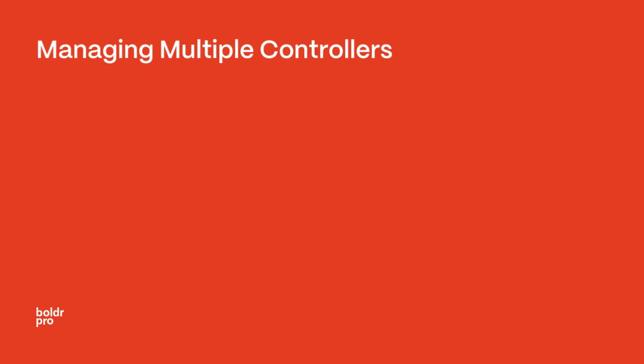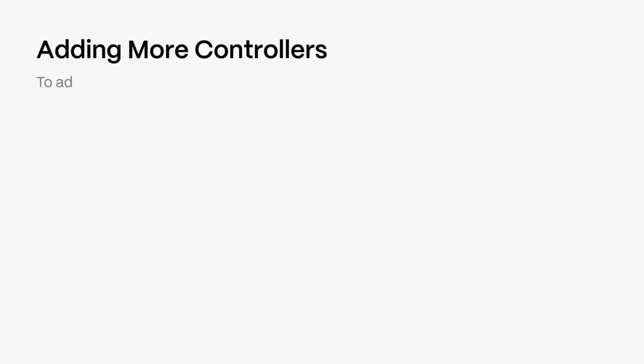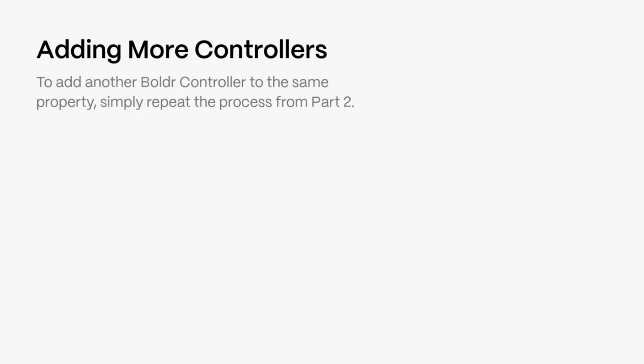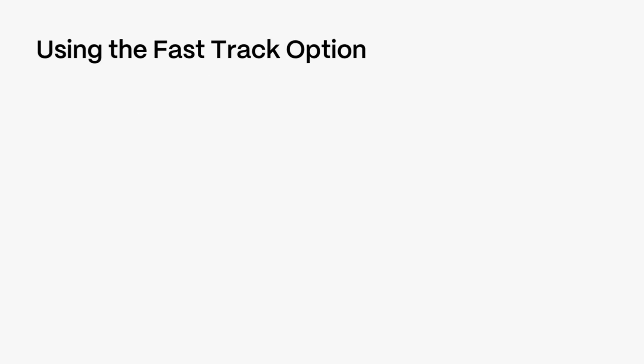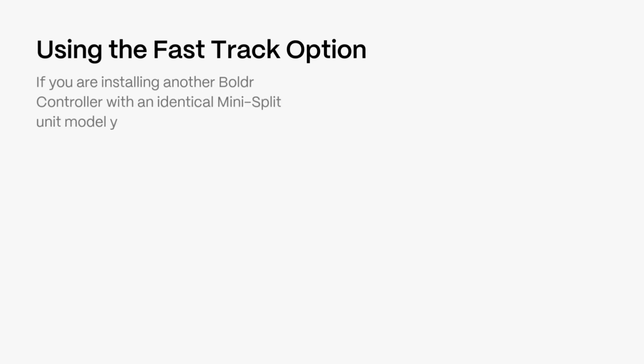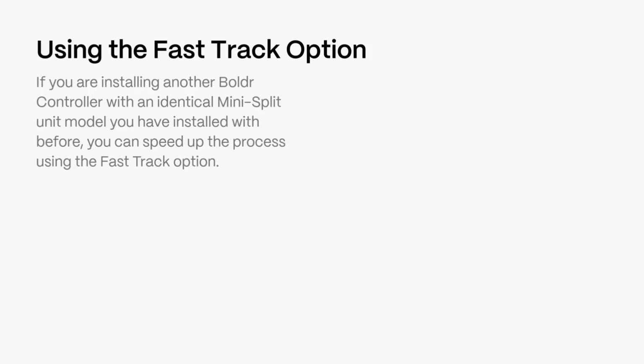Managing multiple controllers. Adding more controllers. To add another Boldr controller to the same property, simply repeat the process from part 2. Using the fast track option. If you are installing another Boldr controller with an identical mini split unit model you have installed with before, you can speed up the process using the fast track option.